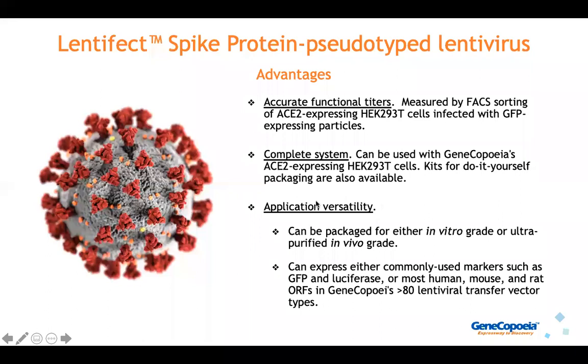And it provides application versatility. So this can be packaged either in in vitro grade for doing, say, virus neutralization studies on cell lines, or we can even produce it in an ultra purified form that's suitable for in vivo grade. So if you want to infect these pseudoviruses into, say, mice and then do virus neutralization assays that way. And you can also express other commonly used markers such as GFP and luciferase, or most human, mouse, and rat ORFs in GeneCopoeia's more than 80 lentiviral transfer vector types.